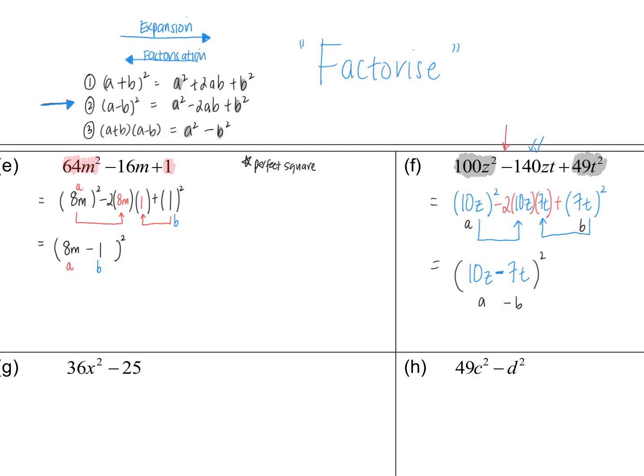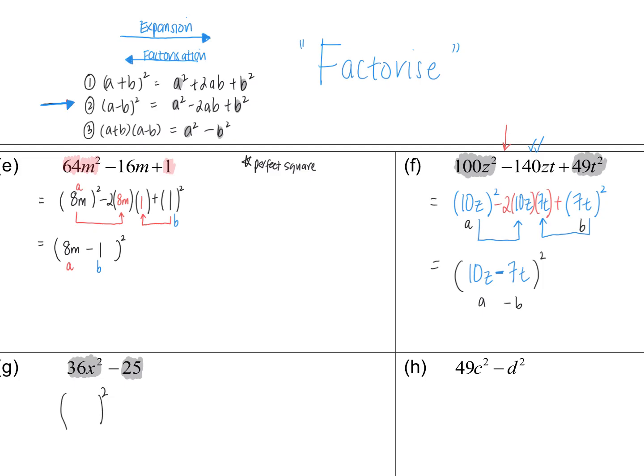Okay, if you look at G and H, they are a bit different from E and F. How are they different? There are only 2 terms. You look at E and F, there are 3 terms. So most likely we use 1 or 2. But when you see 2 terms only, we can only use 3. So first thing we check is, are they perfect squares? So check. Perfect square or not?